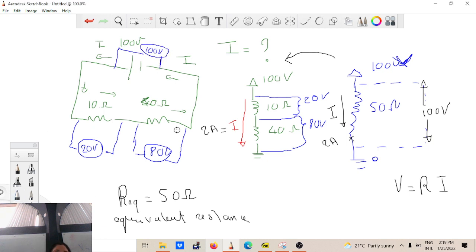And if I open my circuit here and put an ammeter to measure the current, I'm going to measure 2 amps. I will be measuring 2 amps here, and 2 amps here, and 2 amps here. Okay, so this is called the resistance, equivalent resistance, okay?